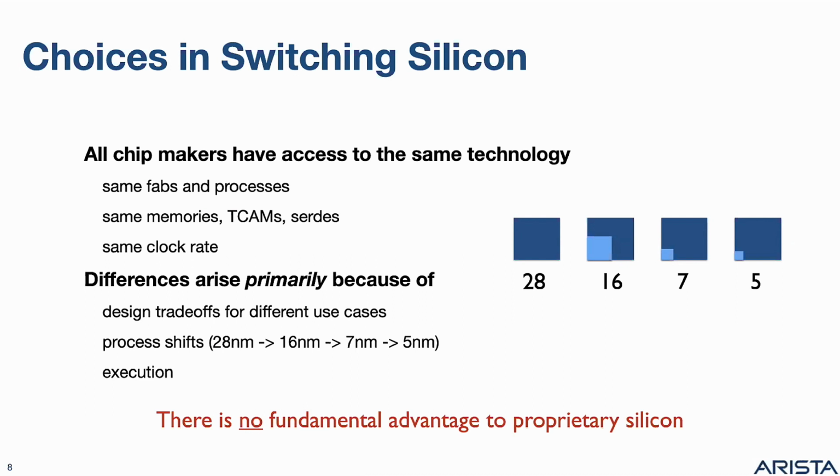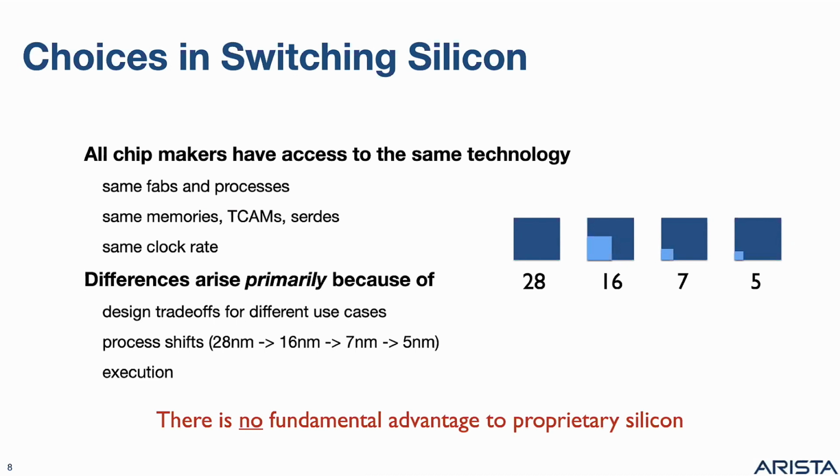And so where do the differences come from, given that everybody's playing in the same sandbox? The differences arise primarily because of design trade-offs that are made to focus on or optimize for different use cases, and process shifts. This is a huge thing, and if you read anything in the trade press, you know about TSMC's advancing, and the fact that the M1 chips were built on TSMC's 5 nanometer process, and they're talking about 3 nanometer and 2 nanometer.